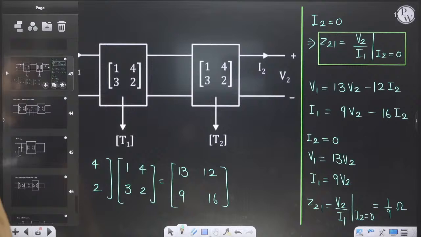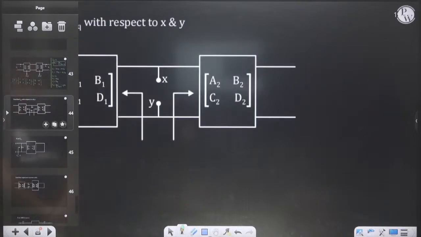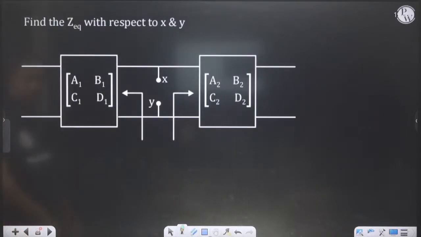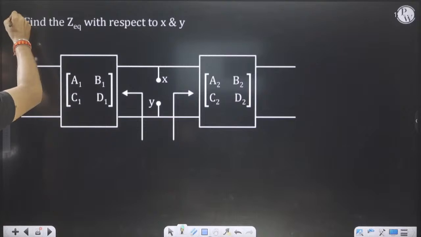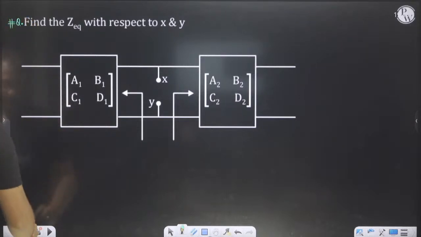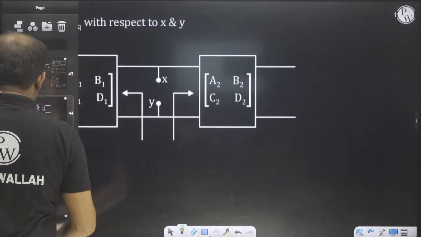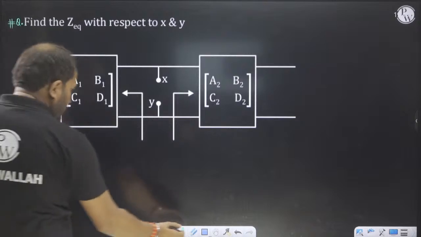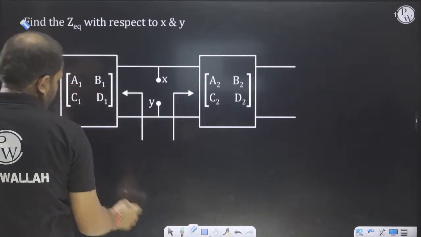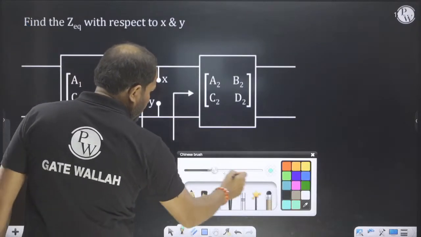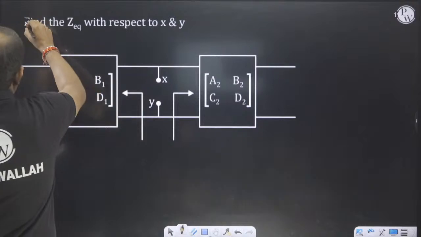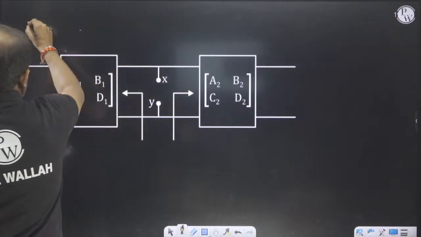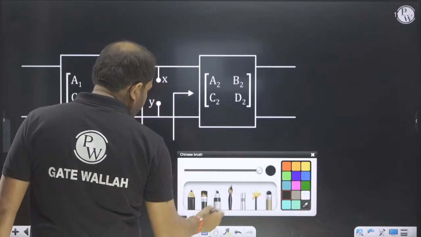Then they are asking for the equivalent model, so they are asking for Z equivalent. What will you do? Nothing, just simply solve this question. First of all, you should know what Z11 and Z22 are. Then you can calculate easily.